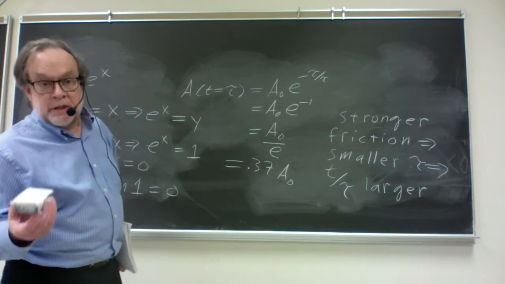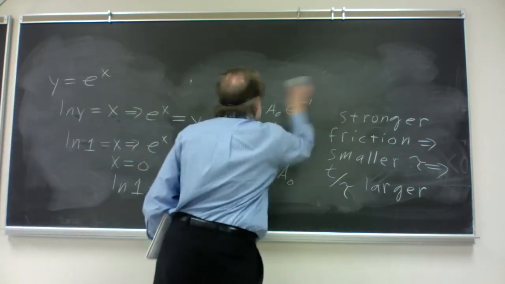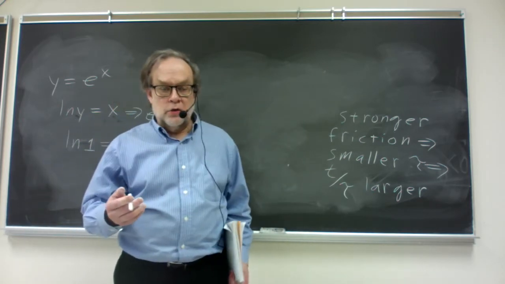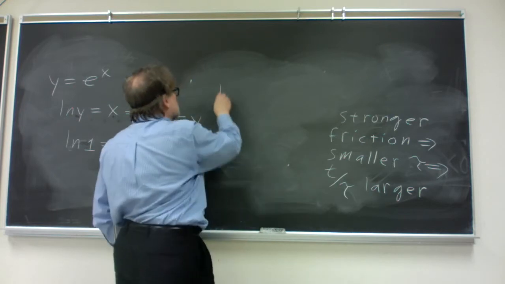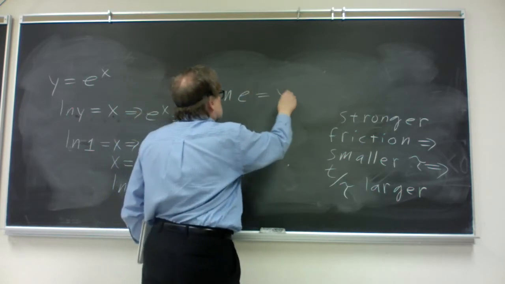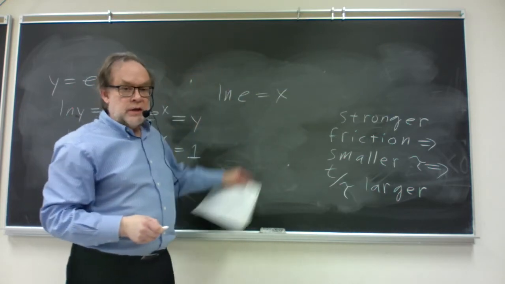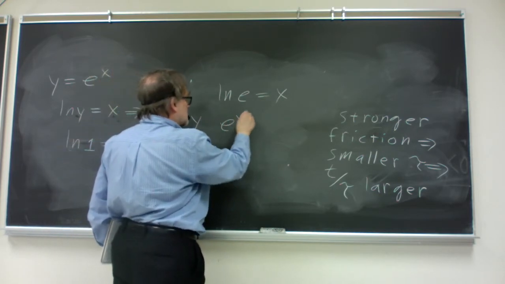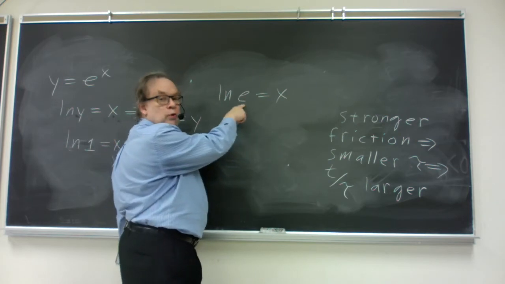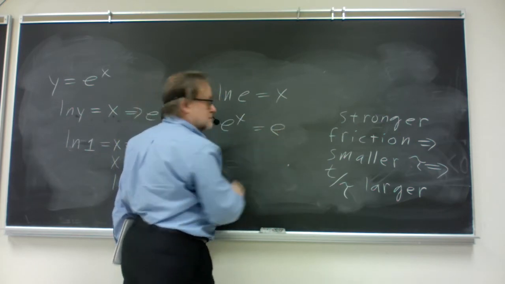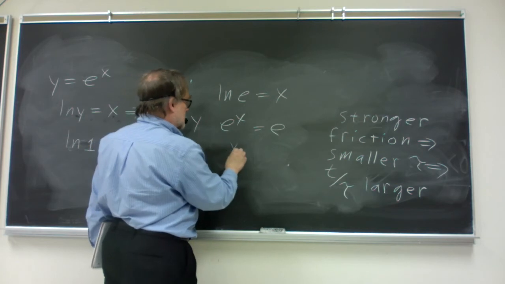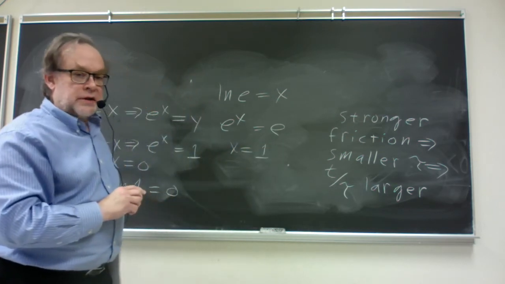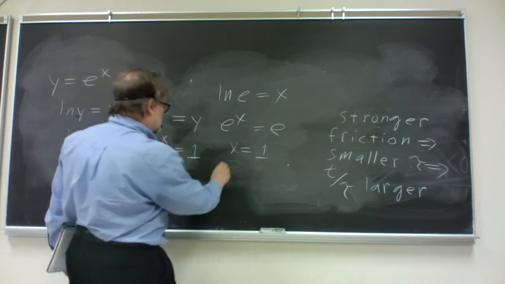And there's one more simple example. What's the natural log of e? Well, the natural log of e, which also goes by the name x, is the power to which you raise e in order to get whatever is in this slot. So obviously in this case, x is 1. The natural log of e is 1.